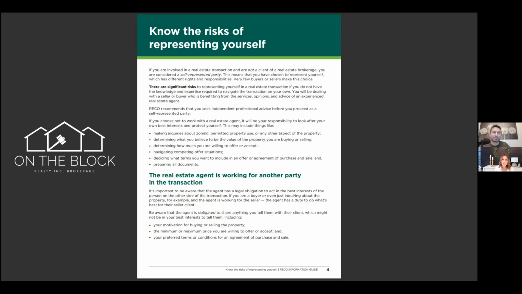Typically, if one decides to represent themselves in a real estate transaction, they will be dealing with a seller or buyer who in fact has representation of a real estate professional on the other side of the transaction. This means all the advice and guidance of a professional are solely provided to the person with whom they are dealing. This could put you at a considerable disadvantage in several key elements of the process.